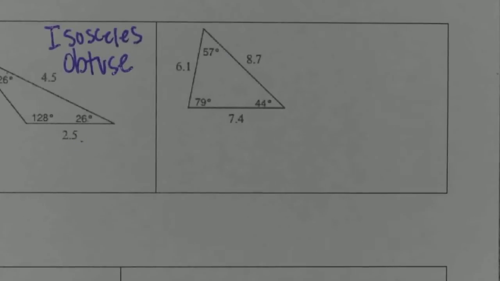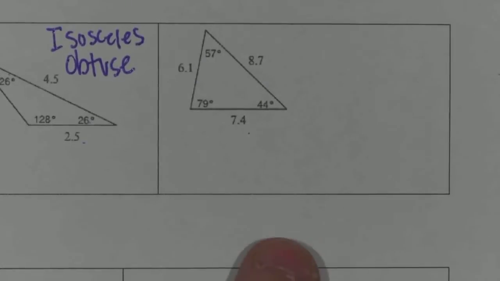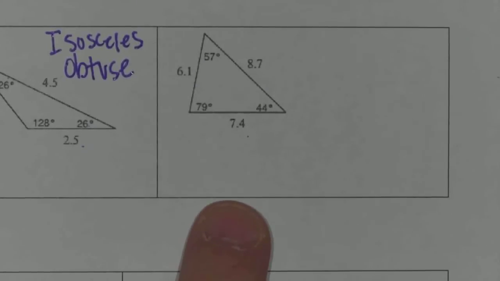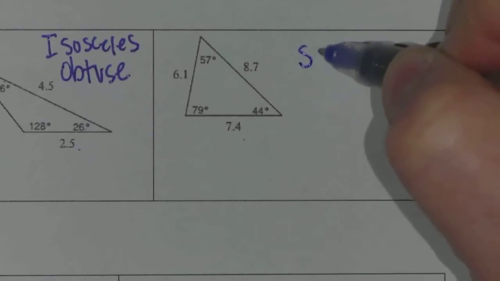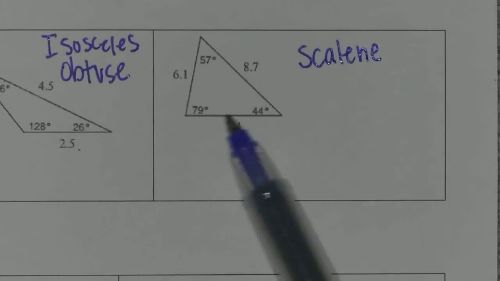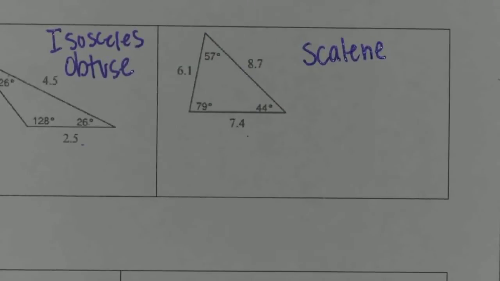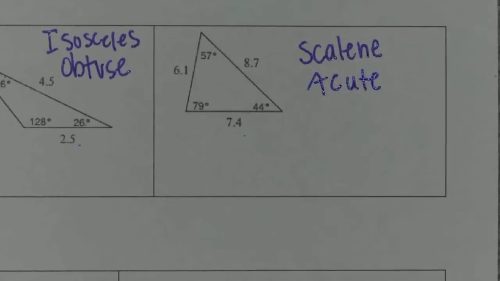Okay, last one that we're classifying. The sides here, 7.4, 6.1, and 8.7. So no congruent sides. We call that scalene. Then we look at the angles, 44, 79, and 57. Acute, nice. Okay, all of them are less than 90 degrees, so they're acute.